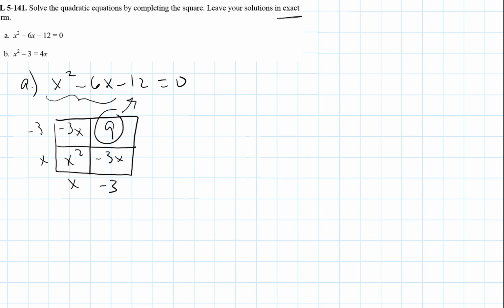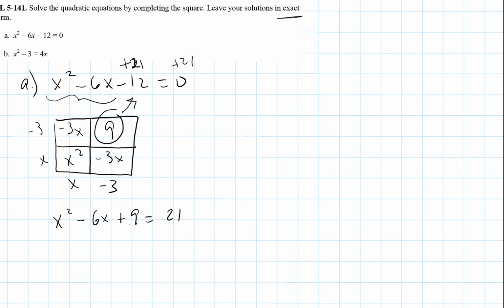So what do I need to add to this side to get 9? So I think what you have to do is add 21, because if I add 21 to this side, that's going to make this 9, and if I add 21 here, I have to add 21 on this side. So then when I do that, I'm going to get x squared minus 6x plus 9 equals 21.